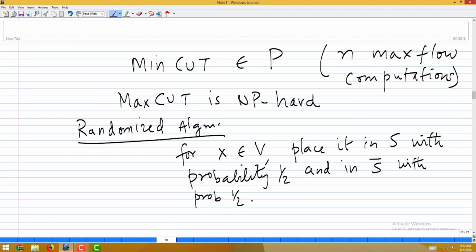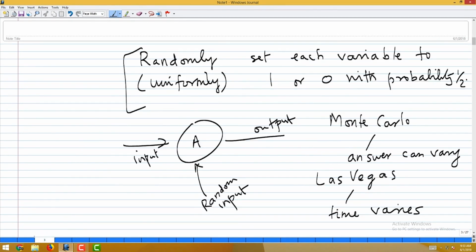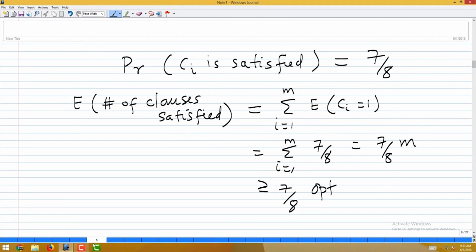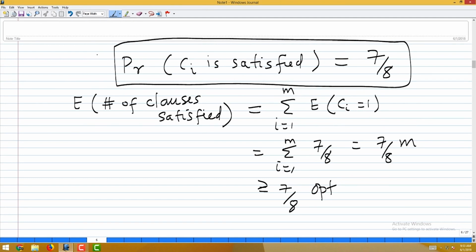What is my objective value? The number of edges going across the cut, right. Since it is a random experiment, I can only compute the expected number of edges going across the cut. I can do it exactly the way we argued before. For SAT, you want to maximize the number of clauses satisfied, so I go to a clause and ask what is the probability that it is satisfied.